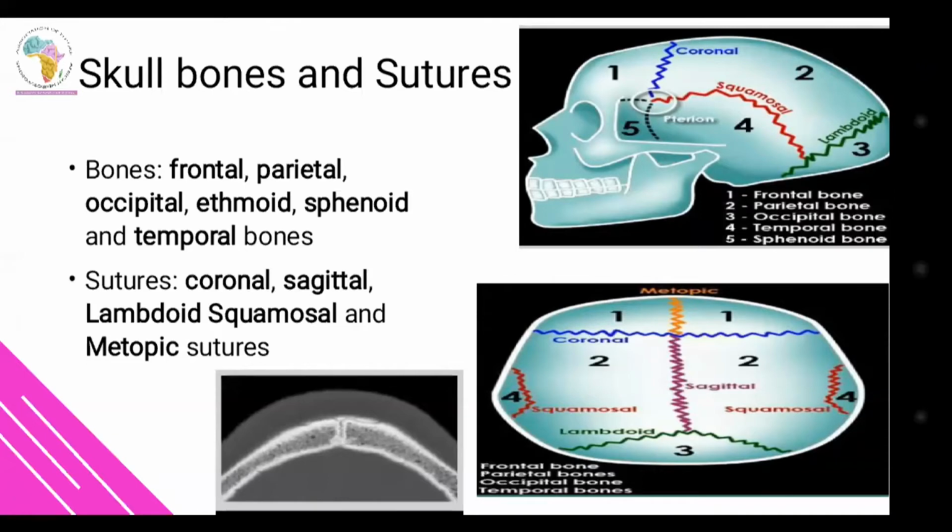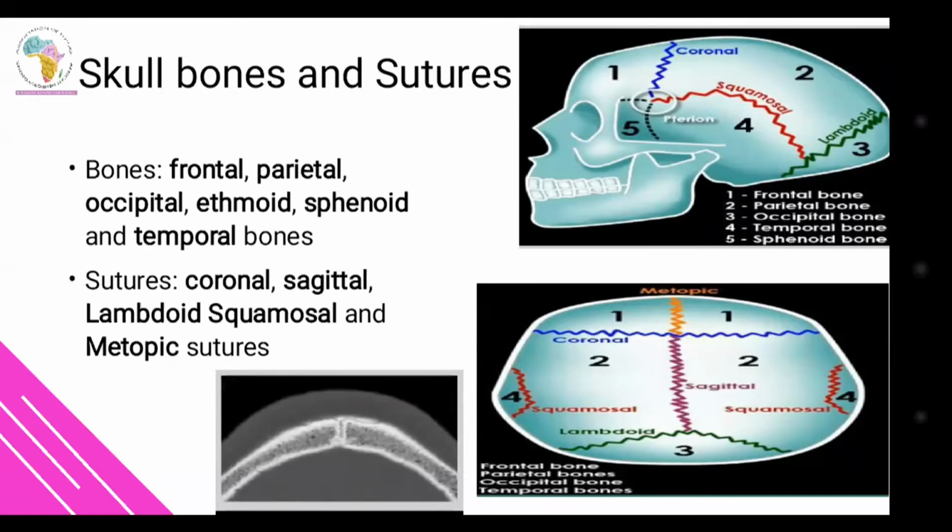So as you can see here, you have the squamosal suture, which is found between the squamous part of the temporal bone here and the parietal bone. Here you have the lambdoid sutures, two of them, which are found between the parietal bone in front here and the occipital bone behind here. You have the coronal suture, which is found between the parietal bone here and the frontal bone here.